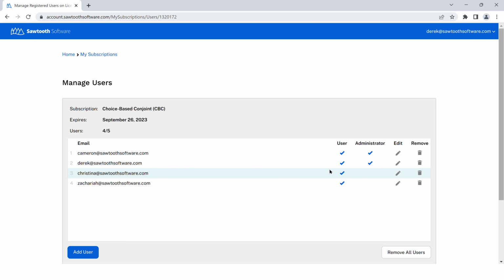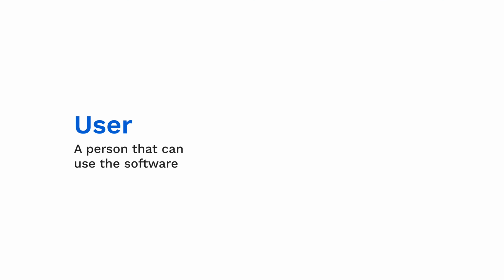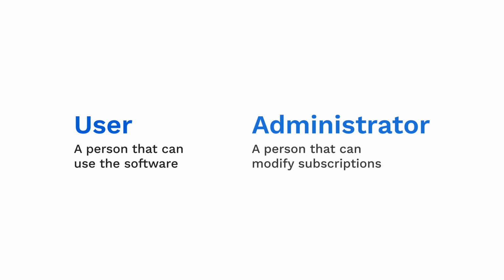To the right of each email is an indication of whether that account holder is currently authorized as a user, an administrator, or both. Users can fully use the software, while admin privileges allow them to modify the subscription.